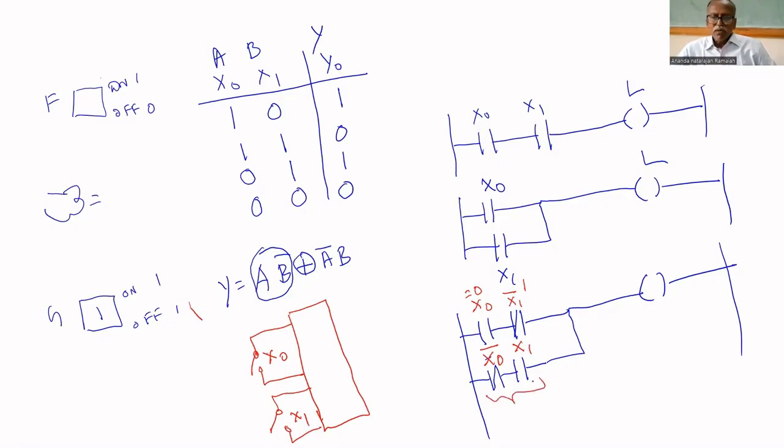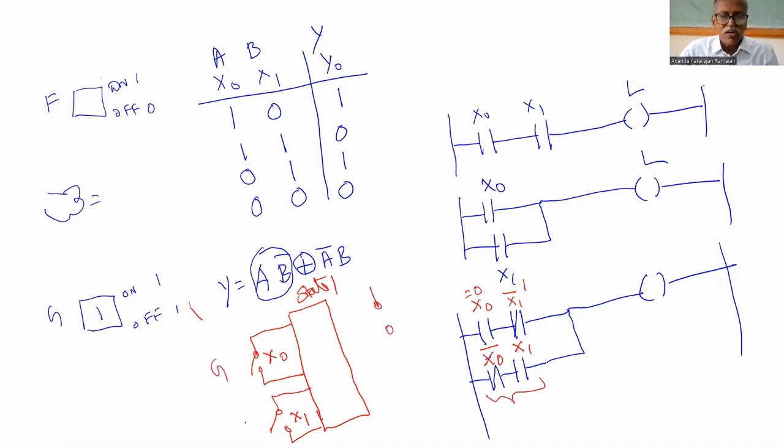Come to the second line. Here, X0 is open. That's why this is 1, X0 bar. But X1 is again open. That's why there is no power. That's why the lamp is off. Am I correct or not? Now, this is state 1. The next is state 2.